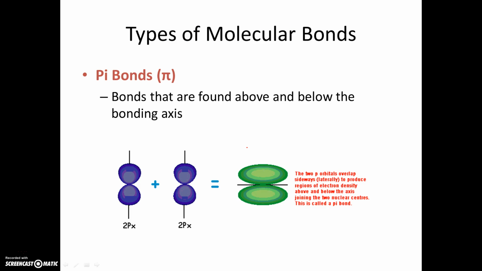Okay, so pi bonds are the ones that are found above or below the axis. So like here we have two carbons. The first bond that's made is the sigma bond. And then the second bond that's made is the pi bond. You could draw it above it, or you could draw your pi bond below it. Either way, it's a pi bond.